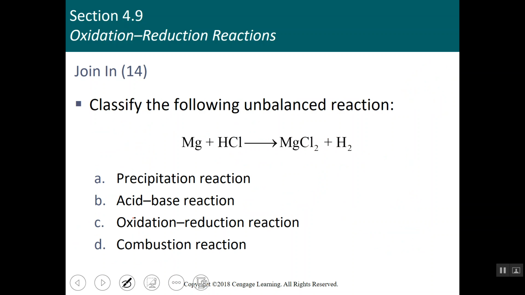This unbalanced reaction is exactly the same reaction I showed you before, only not balanced. This is an oxidation reduction reaction because magnesium is going from a 0 to a +2, and hydrogen is going from a +1 to a 0.